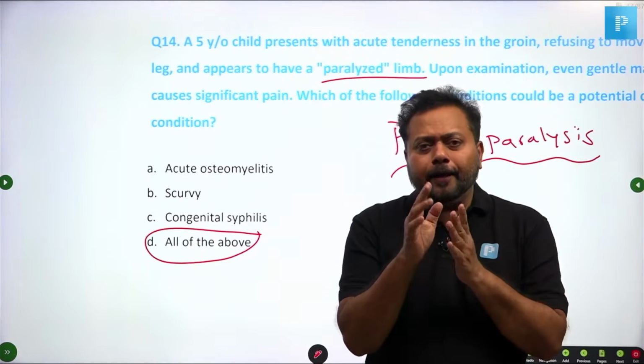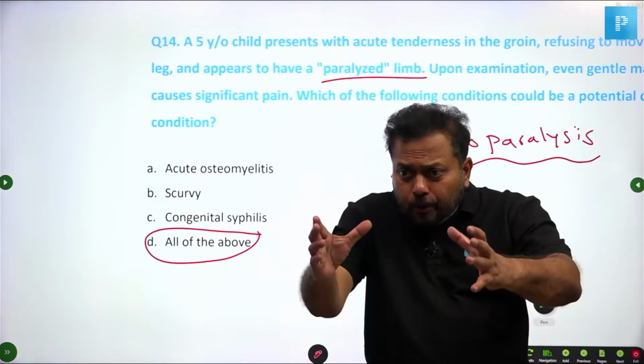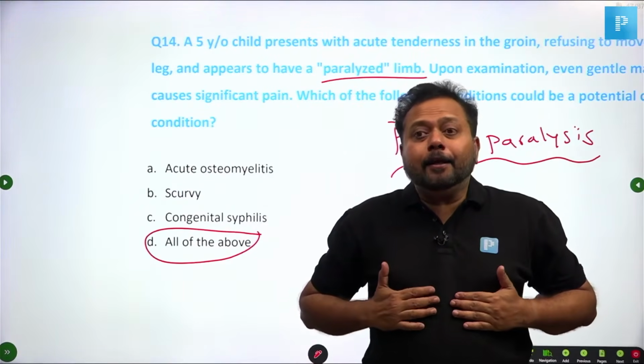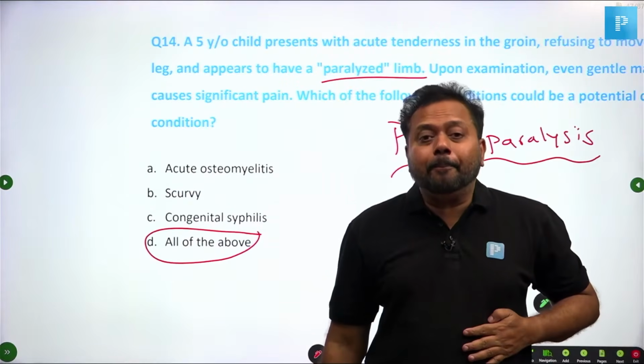That's why in scurvy there's something called scorbutic rosary, beaded ribs. When you lift the baby, it will cry like anything, because when you touch the ribs, severe pain will be there, and that's because of subperiosteal bleed.